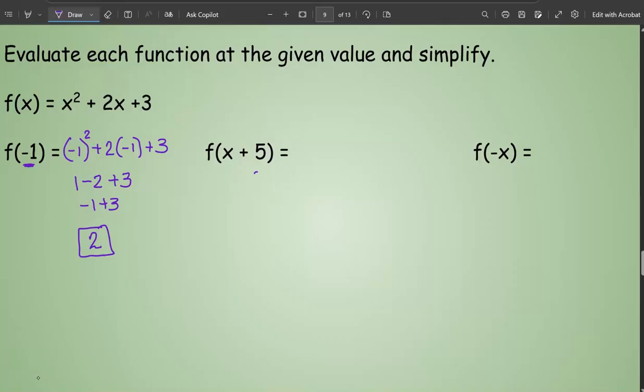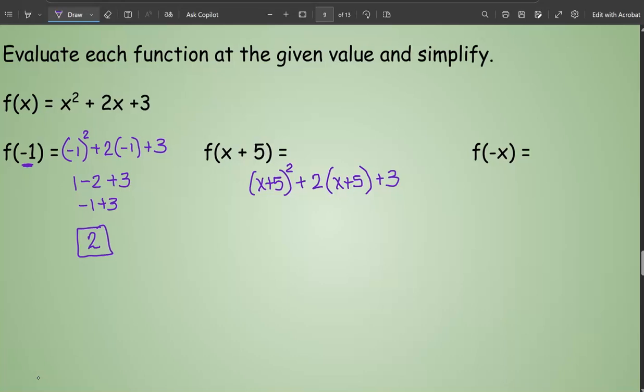Here I have x plus 5, that's being squared, plus 2 times x plus 5. Remember, anywhere there's an x, we're replacing it with x plus 5. So here it looks like we're going to have to FOIL this one out. X plus 5 times x plus 5.